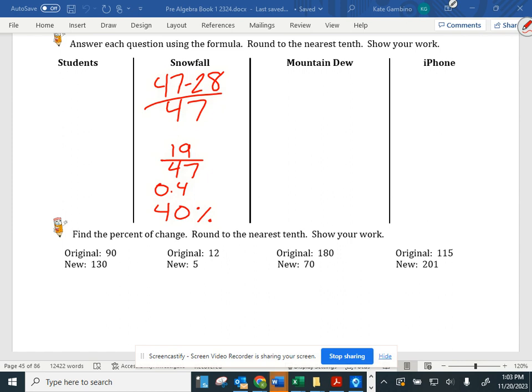Let's look at our Mountain Dew. What is our equation? Owen? 2.19 minus 0.99. Where did you get 2.19 from? In 1998, a 20-ounce bottle of Mountain Dew was 99 cents.